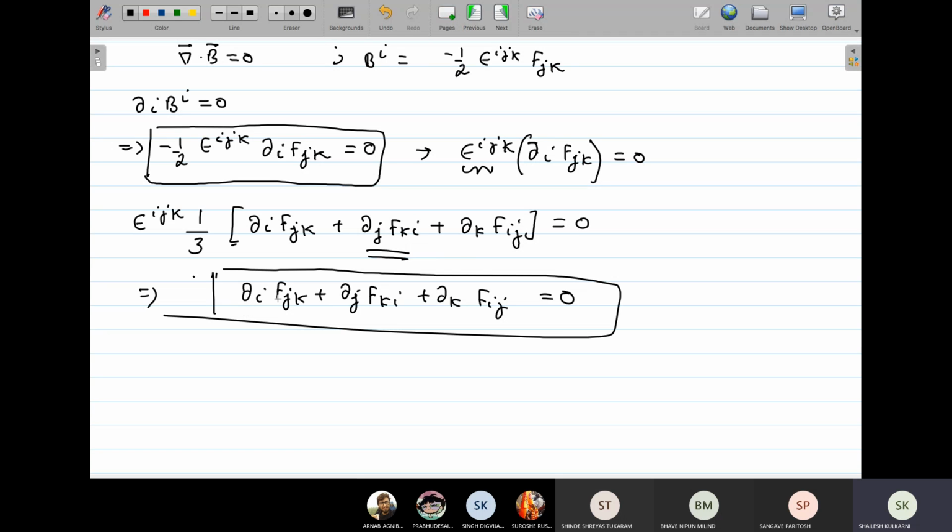If any two of these indices are equal, then I will get a 0 equal to 0 result, because f is also antisymmetric. So this is an equivalent way of saying this, but this is just an identity. You use the antisymmetric property of f and one can again show this. I have not used any dynamical information in this. It is just a statement that B can be expressed as a curl of A. It is an equivalent statement.